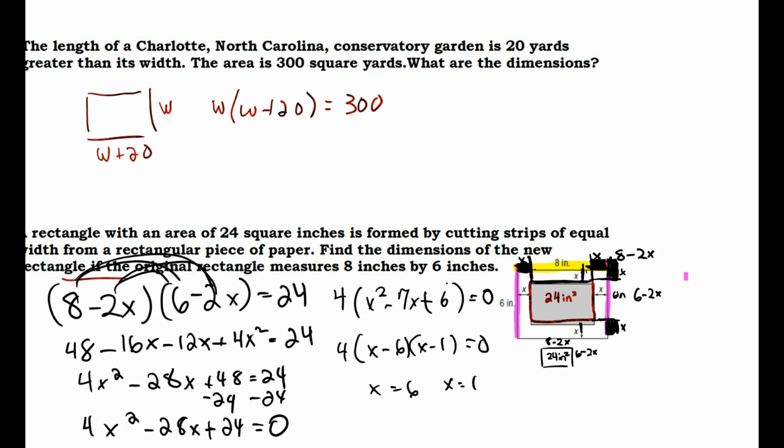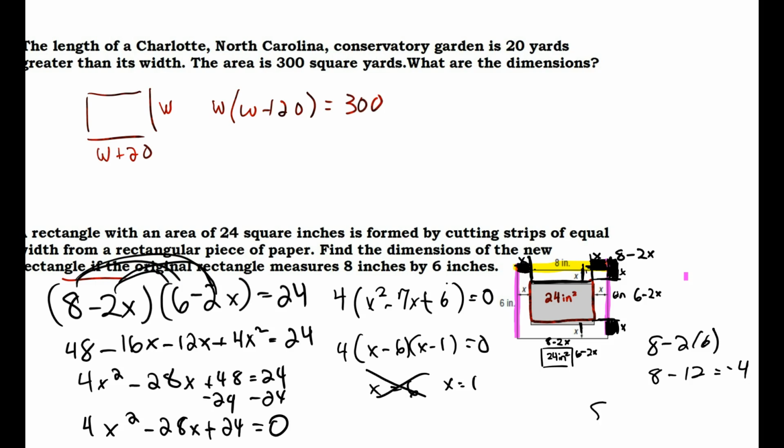So 8 minus 2 times x. So 8 minus 2 times 6. If I put a 6 there, that is 8 minus 12, which gives me negative 4. Is this going to work? No, it does not work. It does not work. Okay?